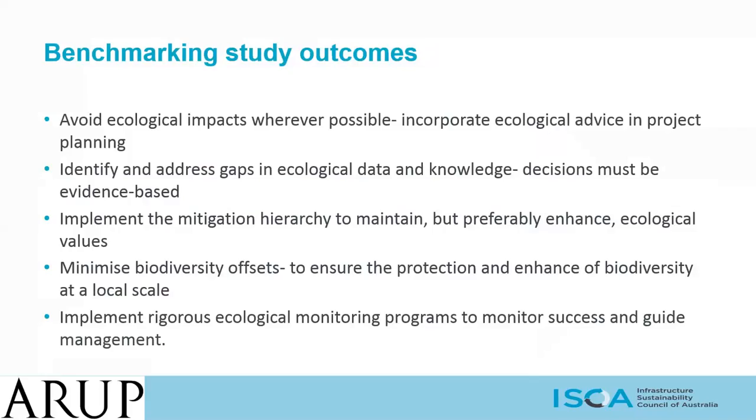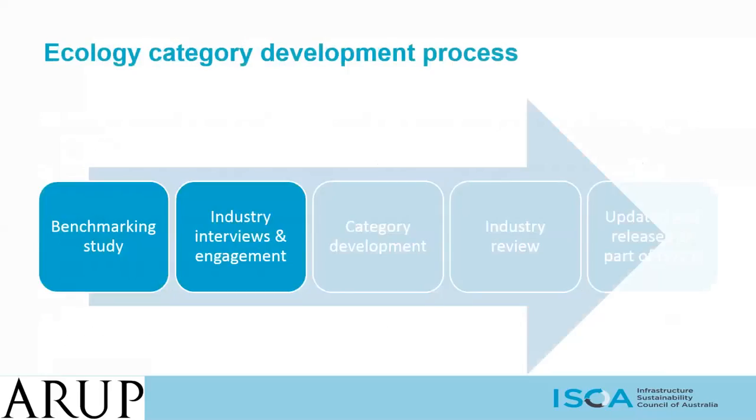adopting the mitigation hierarchy to maintain or preferably enhance ecological value through measures to avoid, minimize, restore, and then offset any ecological impacts. Limiting the use of ecological offsets to compensate for ecological impacts and to claim no net loss or net gain outcomes. And implementing rigorous ecological monitoring programs to monitor success and to guide adaptive management. All of these best practice principles were incorporated into the draft ecology category chapter for IS version 2.0.